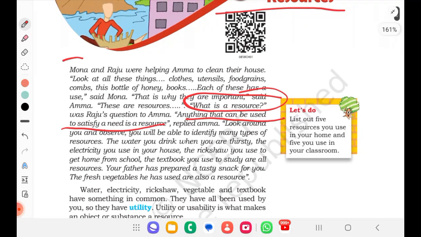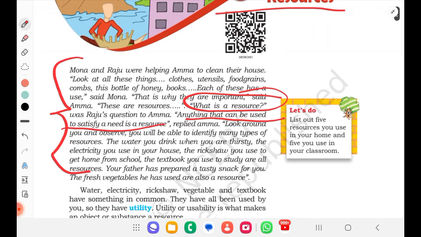So I just completed this para. They are talking about when they were cleaning the house. They have seen many bottles and so on. So they asked what these are. Mother replied it's resources. Then the next question comes: what is a resource?